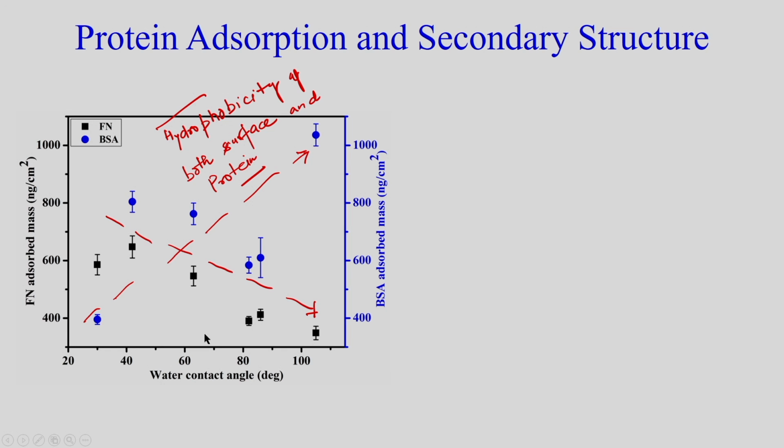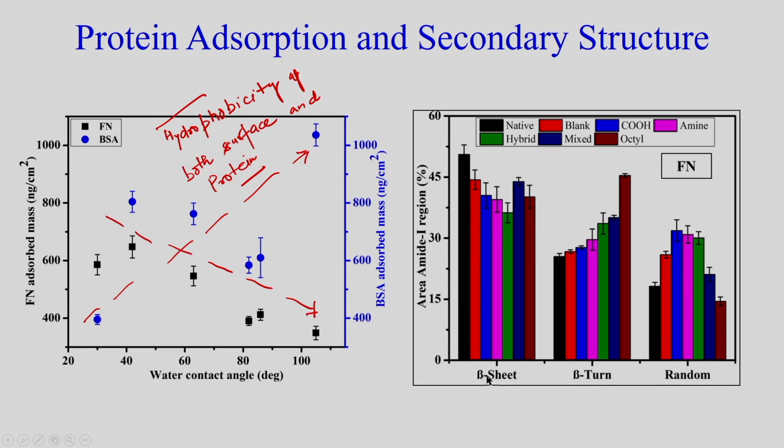Now, after the adsorption of the protein, we can analyze the change in the secondary structure by using FTIR, as we have discussed in case of protein surface interactions. So, here is the secondary structure. We are only presenting this for fibronectin because it is rich in beta sheet. It contains more than 50% beta sheet, about 20% beta turn, and then around 15% random.